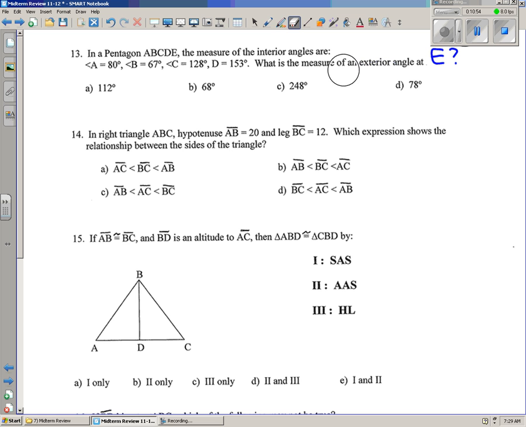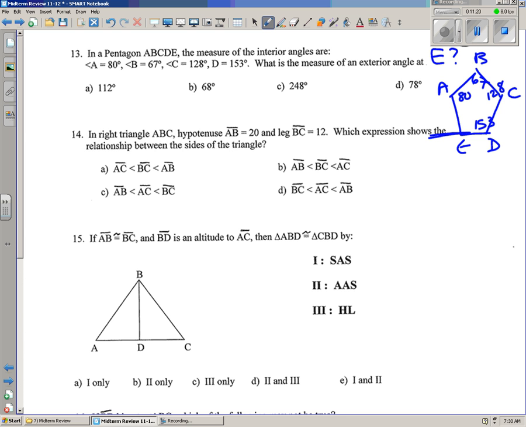So, first things first, we need to draw a pentagon. We have 4 different angles. So here's my pentagon, 5 sides. A, B, C, D, E. A is 80. B is 67. C is 128. D is 153. And they want an exterior angle at E.